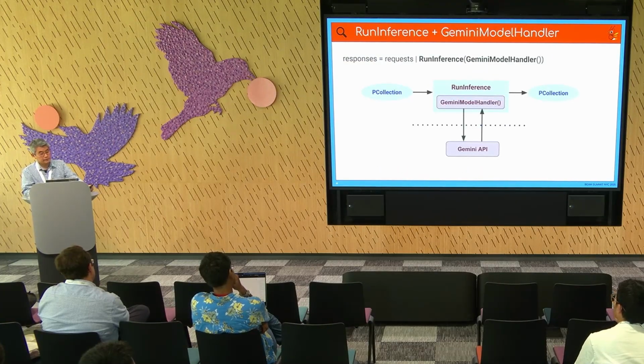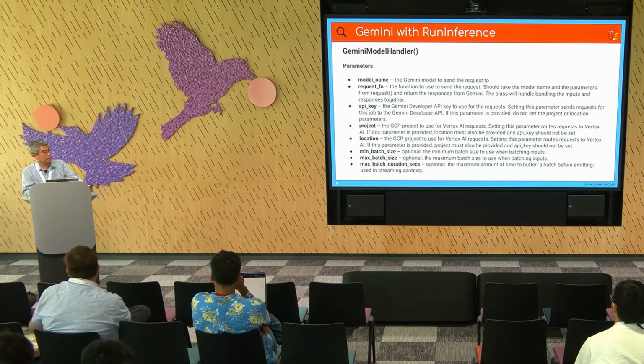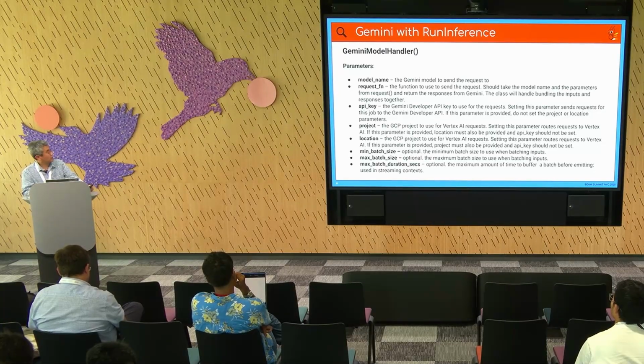Now let's see how to implement RunInference, starting with the Gemini model handler. This is the Gemini model handler parameter list. What's important to start with is the model name, where we pass Gemini 2.5 Flash or Pro, whatever, and then the request function and API key. You don't need the API key for Vertex AI; you need a project ID and the location.